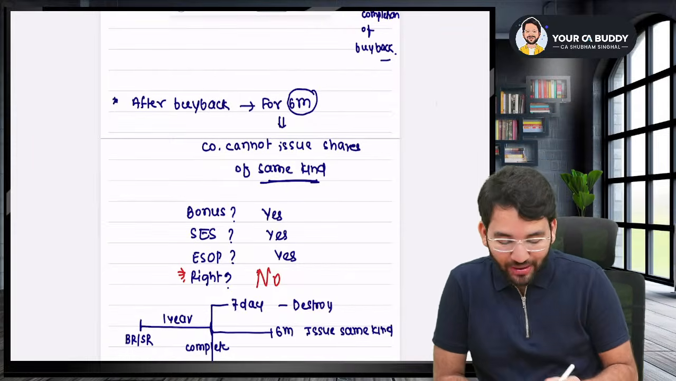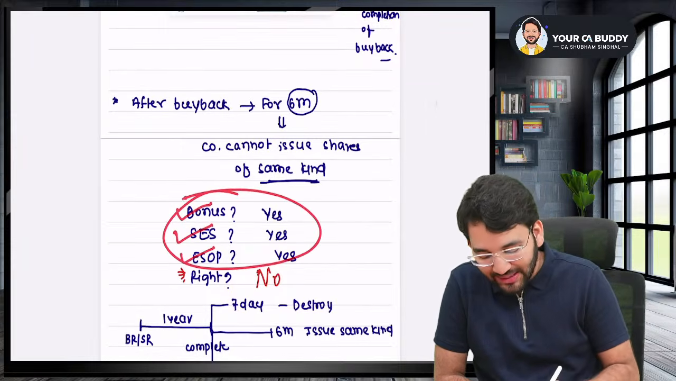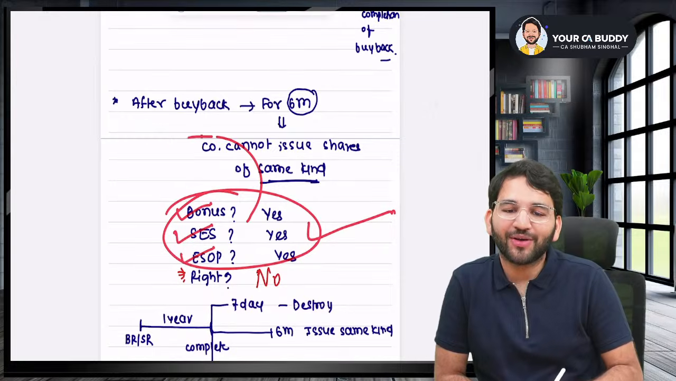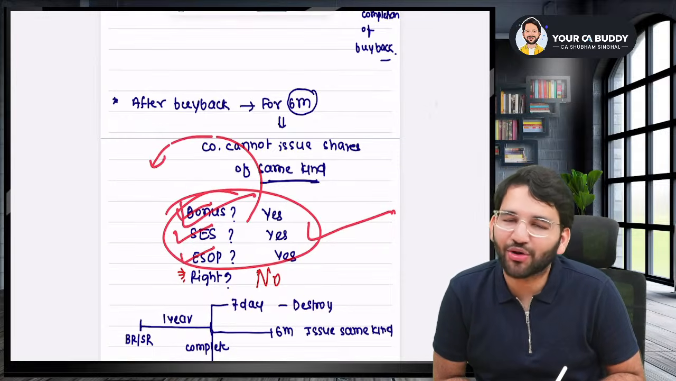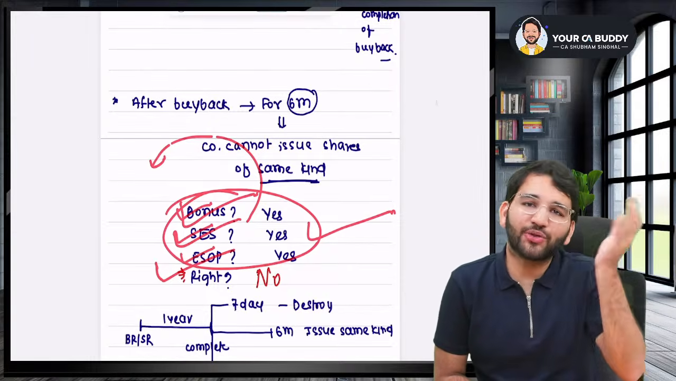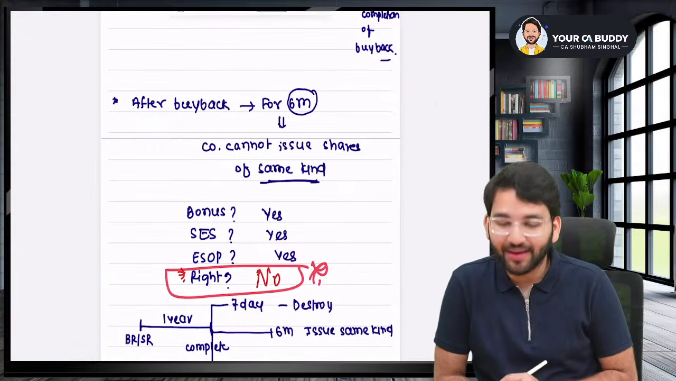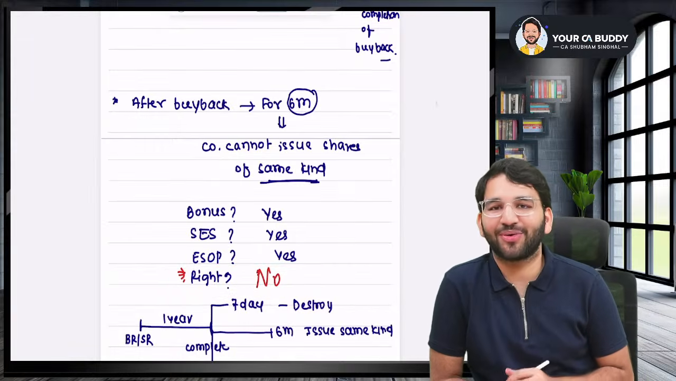However, if you want to give bonus shares, sweat equity shares, ESOPs, these things you can do. It is not a problem because these are old commitments. Bonus, you're not getting any money. Sweat equity share is necessary for business. ESOP is an old commitment, so it's okay. But a rights issue again, you cannot do. Rights issue cannot be done.